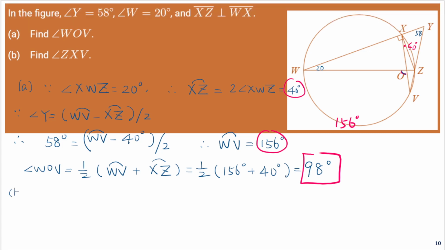Okay, next let's consider the angle ZXY. So we can use arc VZ here to find the angle ZXY, right? Angle ZXY is basically half of the corresponding arc because it's inscribed in the arc ZV. So we focus on the arc ZV since we know that the arc WVZ equals twice the angle ZXW, which is 180 degrees.